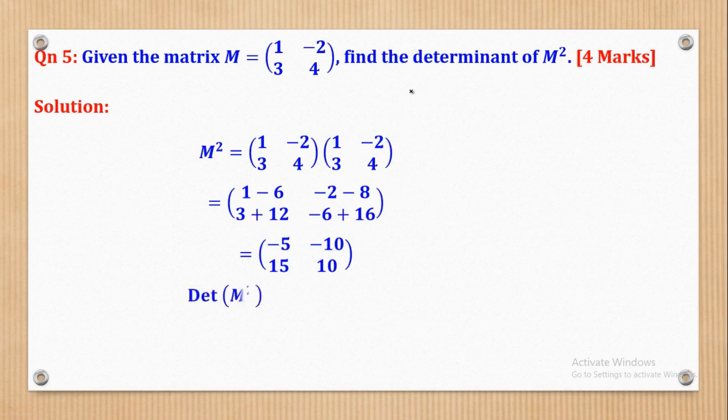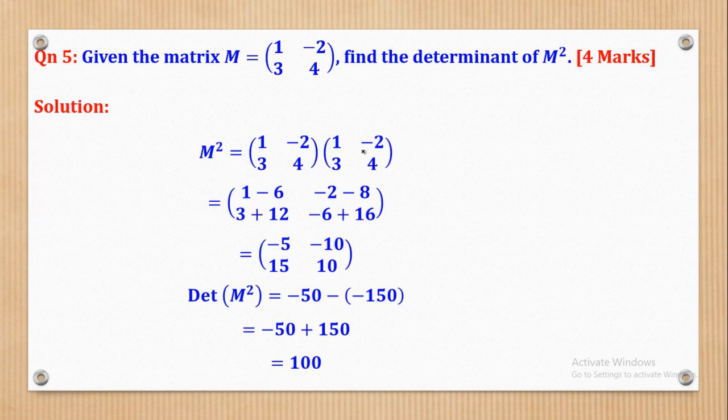Next is to get the determinant. So determinant is got by the product of entries in the major diagonal, which is this is the major diagonal. So the product will be negative 5 times 10 to give me negative 50, minus the product of entries in the minor diagonal. So 15 times negative 10 gives me negative 150, which is this. So this product minus this product, that will be my determinant. So with that, I realize that this negative and this negative gives me a positive, which is there. So negative 50 plus 150 will give me 100. So basically, that's what they wanted.